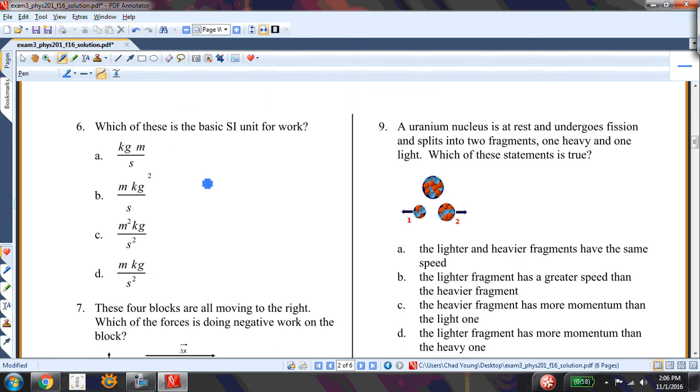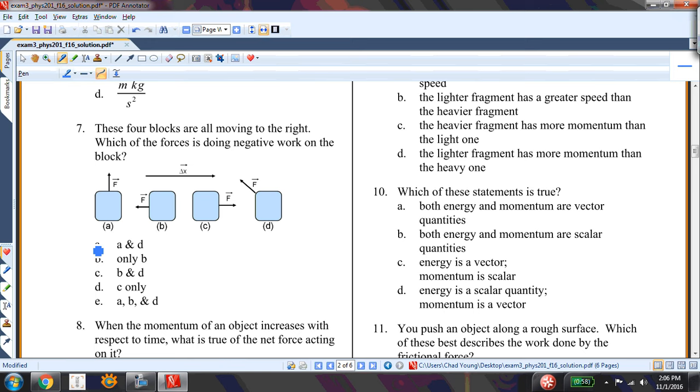Which of these is the basic SI unit for work? Well, force times distance. That is a kilogram meter per second squared times the distance, which is another meter, so it's kilogram meter squared per second squared. Which of these does negative work? This one does negative work because the force and the displacement are opposite. This one also does negative work, so B and D.